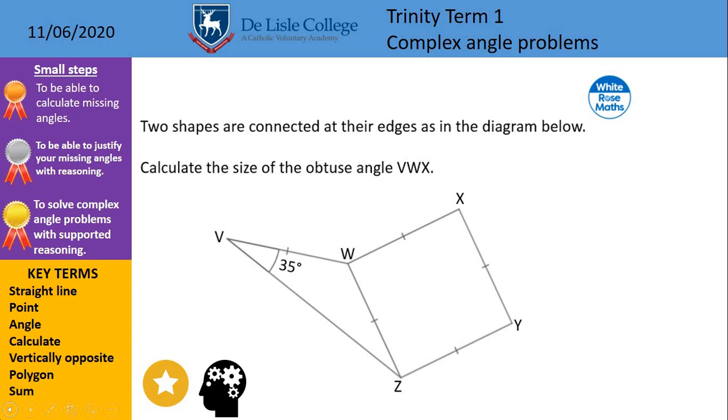Okay, so on this one, we're going to look into some more complex ones now. Two shapes are connected to their edges as in the diagram below. Calculate the size of the obtuse angle. Okay, so our first clue is we've got the word obtuse, so we should know what sort of range we're looking at. Obtuse is an angle between 90 and 180 degrees.